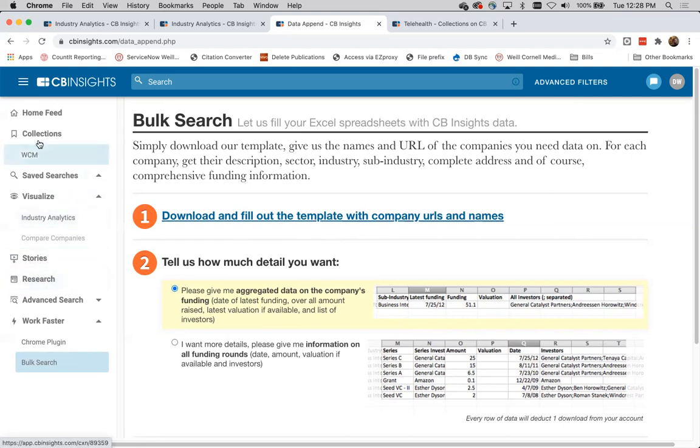Other than that, the other features, stories, the advanced search, and the saved searches, I don't really use a lot. I focus mostly on collections and industry analytics when I'm answering questions about that kind of stuff.